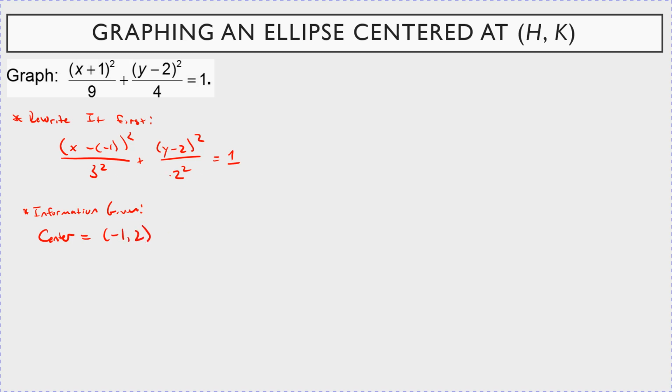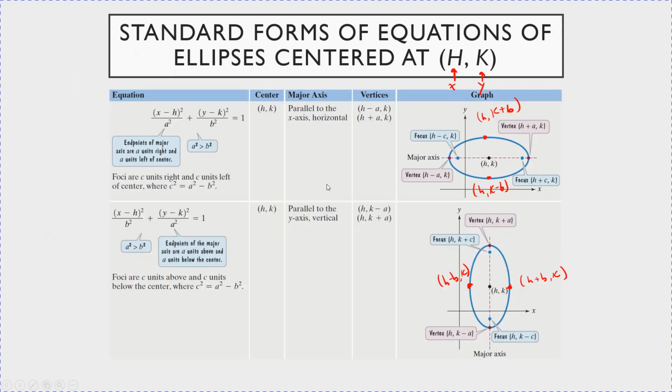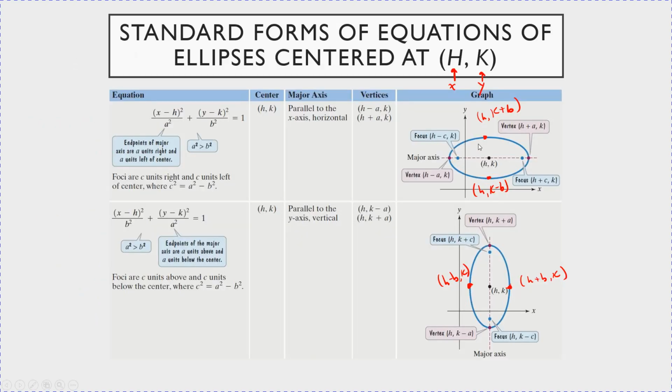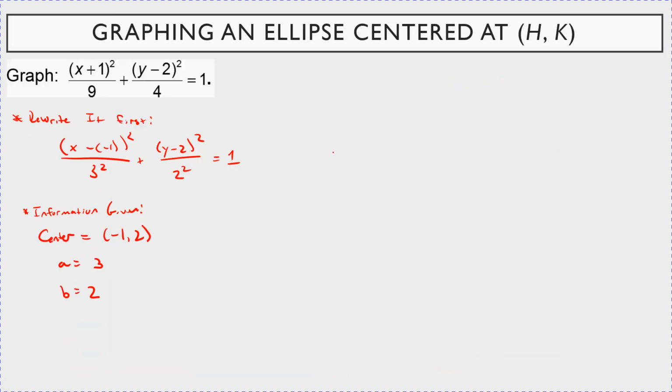Now, which one has the larger denominator? It's under the x. So look, under the x right here. So this is going to be horizontal elongation. We're going to use this graph here. So this is my a, which is 3, and b is equal to 2. So then all you have to do, remember what I said, you got to plot the 4 points. Boom, boom, boom, boom. So let's do the major axis stuff.